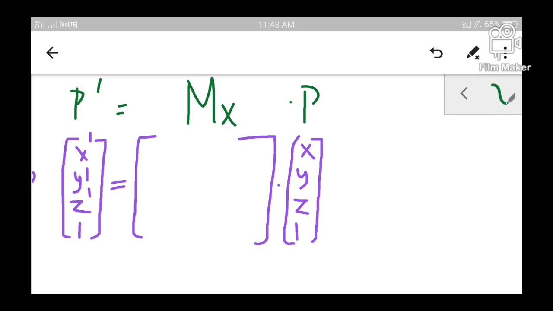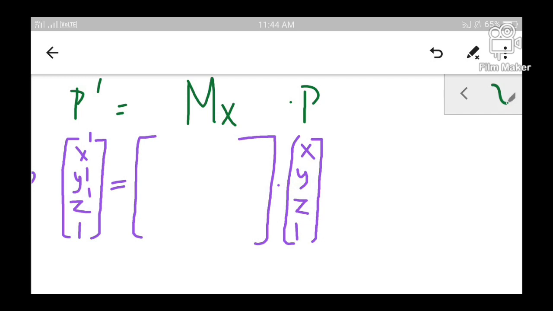So when the first row gets multiplied with the column matrix, you will get the value of x dash. When the second row of Mx gets multiplied with the column matrix P, you will get the value of y dash. When the third row of Mx gets multiplied with P, you will get the value of z dash, and similarly when the fourth row of Mx gets multiplied by P, you will get the value of 1.